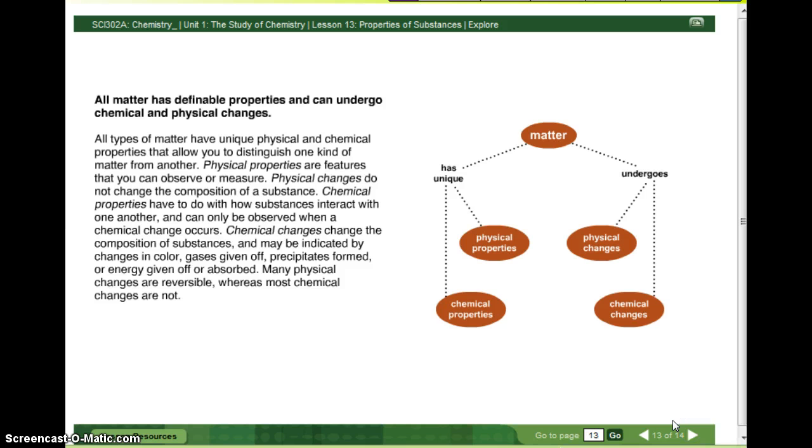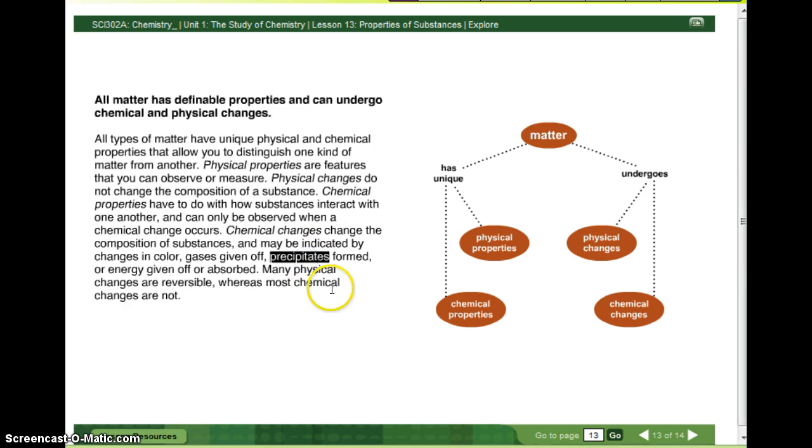All matter has definite properties and can undergo chemical and physical changes. All types of matter have unique physical and chemical properties that allow you to distinguish one kind of matter from another. Physical properties are features that you can observe or measure. Physical changes do not change the composition of a substance. Chemical properties have to do with how substances interact with one another and can only be observed when a chemical change occurs. Chemical changes change the composition of substances and may be indicated by changes in color, gases given off, precipitates formed, or energy given off or absorbed.